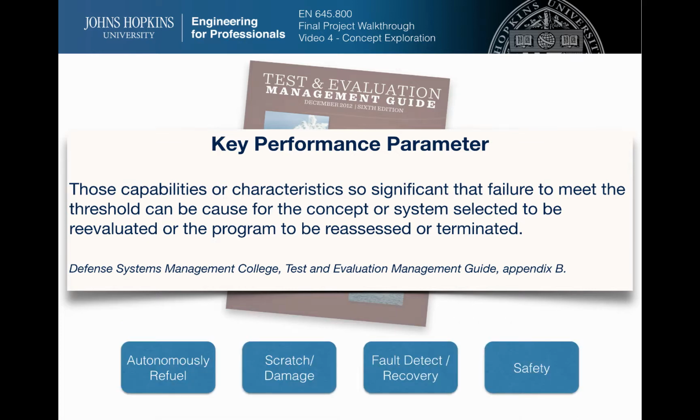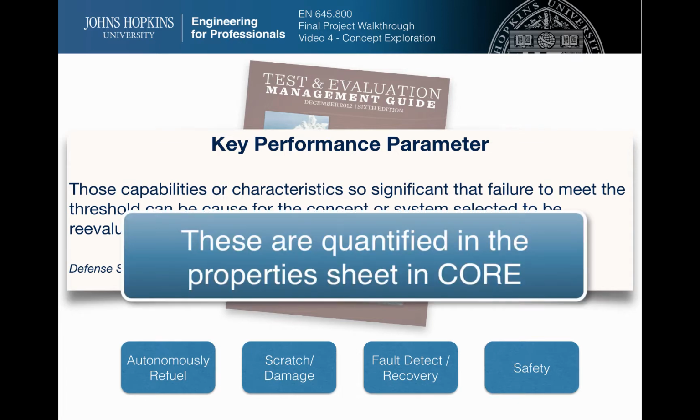For my system, there are a few KPPs. Obviously, the ability to autonomously refuel vehicles is a KPP. I did not include the legacy timeline for this, however, primarily because for many users, waiting a little bit longer than it would take for the legacy system would not render my system completely useless. It would still provide some value. Some other KPPs include refueling without scratching or damaging the vehicles. Another one was the ability to recover from faults while refueling. Nothing would be worse for a user if the system broke while the nozzle was stuck in their vehicle.